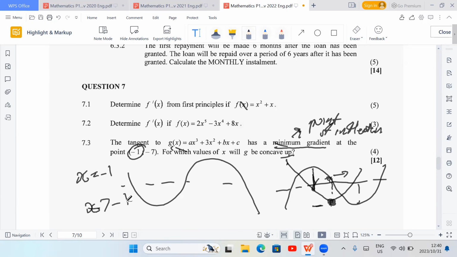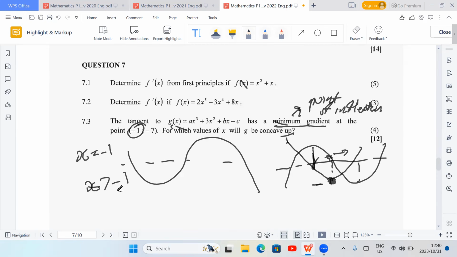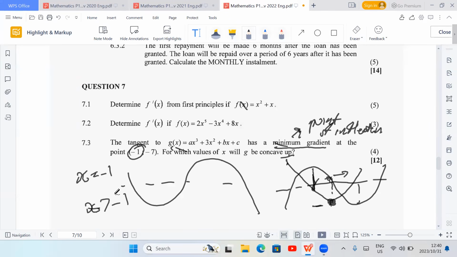So you might be asking, but this is 4 marks. How are you going to write it? Hey, I know. If you know, it's 1 mark for this, 2 marks for this, and another 2 marks for being smart.